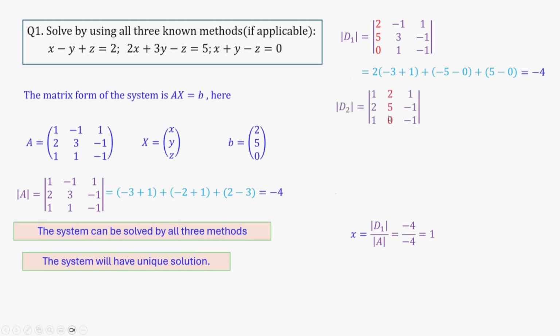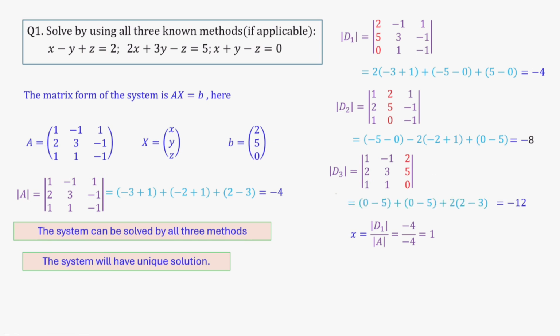Then we'll have D2. How do we calculate D2? We take this determinant A and change column 2 by the vector B, and then we get D2. D3 is the same way: on the determinant A, change column 3 by the vector B. Then after calculation, we get that this one is equal to minus 12.